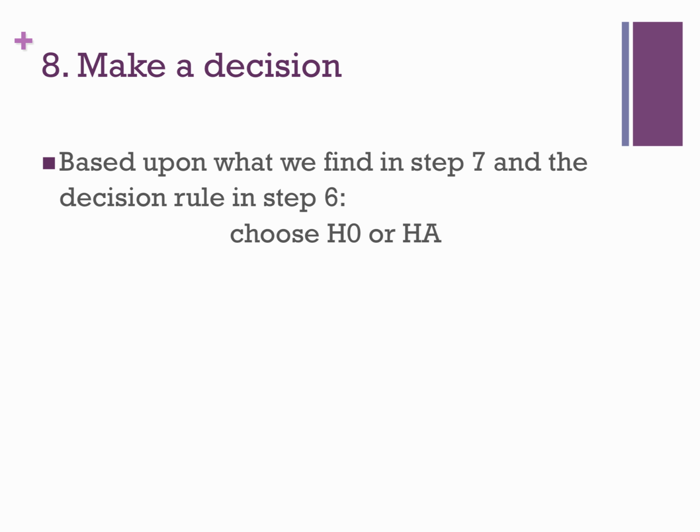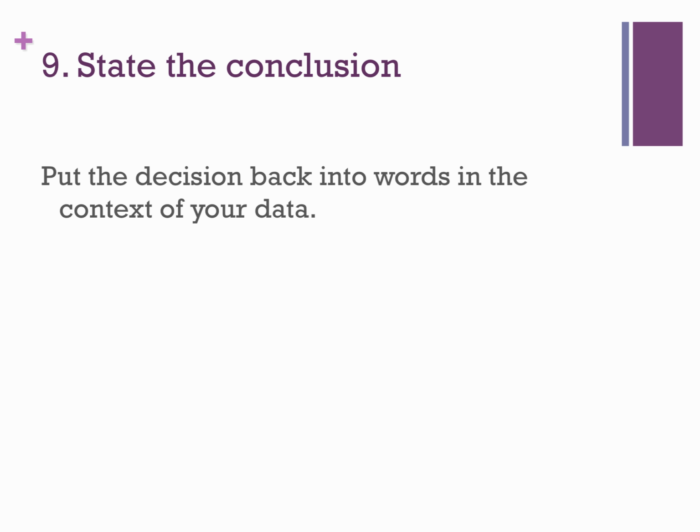We will make our decision using the p-value. Based on the information in step 7 and our decision rule in step 6, we will then choose between our null and alternative hypotheses. From there, we will put the decision back into words in the context of your data. We won't simply stop by saying the p-value is 0.03. We will need to put that decision back into the context of the question, in the words of the null and alternative hypotheses, stating very clearly which of those we are now accepting. Are we continuing to believe the null, or have we changed our mind and accepted the alternative? And what does that mean in the words associated with your population under study?